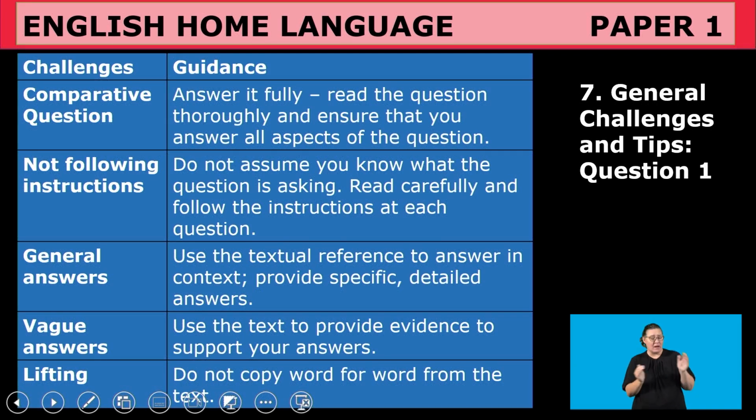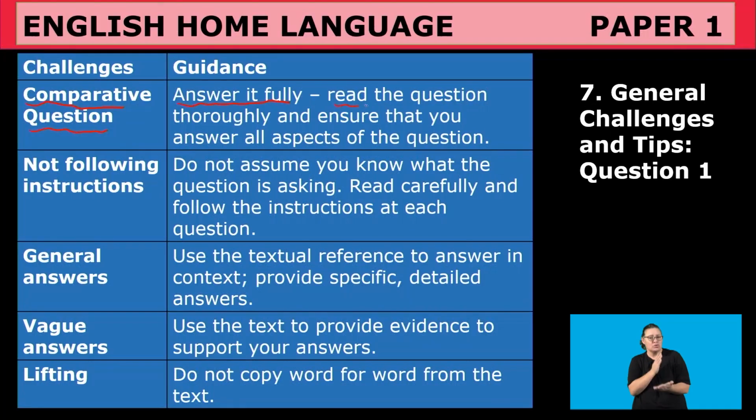The comparative question is the last question in the comprehension, in reading for meaning and understanding. It normally carries a weight of 4 marks and will ask you to compare text B to different elements from text A. Answer it fully. This is actually an easy question. Make sure you read the question thoroughly and ensure that you answer all aspects.